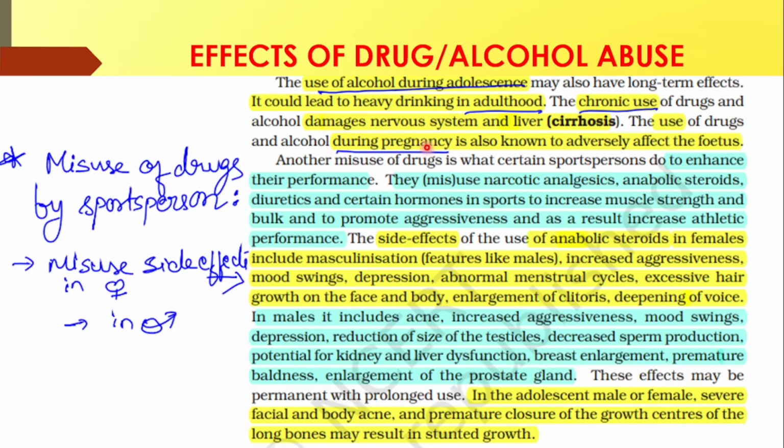Okay, so from this, three questions can be framed. First thing, which are the drugs that are abused by the sports person? So they are narcotics, analgesics, anabolic steroids, diuretics, hormones, androgens, etc. Now, how are they benefiting them? Muscle strength improve करते हैं, performance improve करते हैं, aggressiveness बढ़ाते हैं, and athletic performance को improve करते हैं. Now, there are side effects in female and side effects in male.